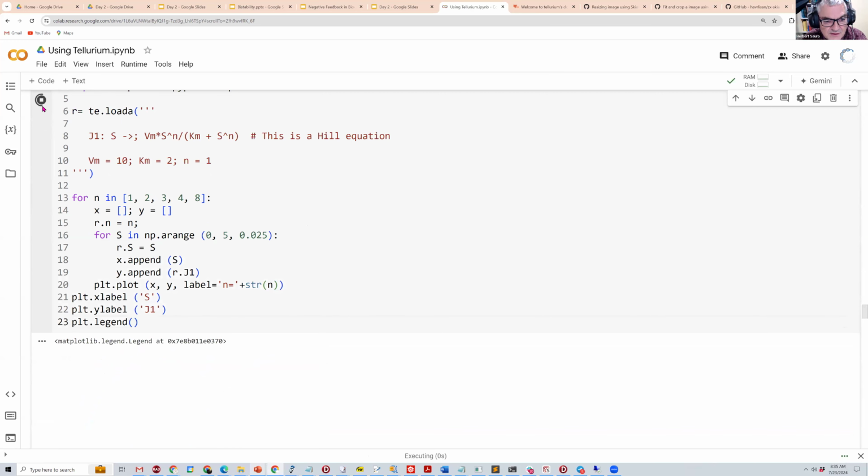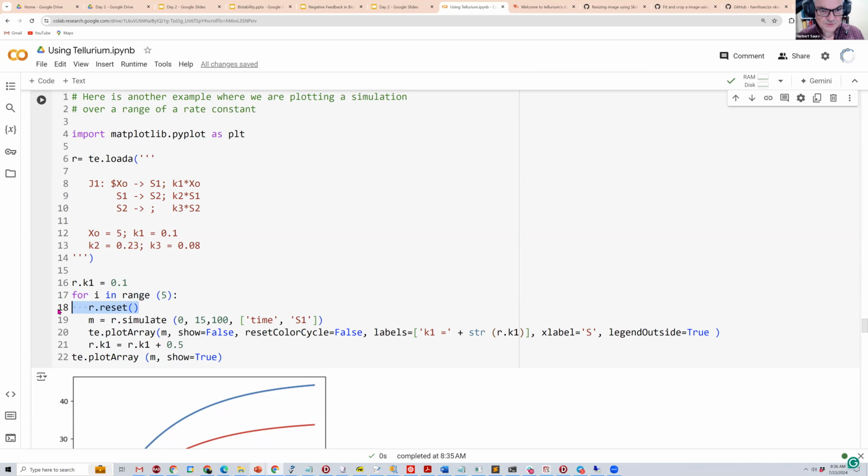This is similar to what I did before, but before we had separate plots, okay? So now what I'm going to use is plot array here. And it simplifies things a little bit. But I'm going to set up K1 as 0.1. I'm going to have a loop going over five times. This is really important. I need to reset the model, the initial conditions for S1, S2 back to where they were at the beginning. Then I'm going to run a simulation, but all I want is time and S1.